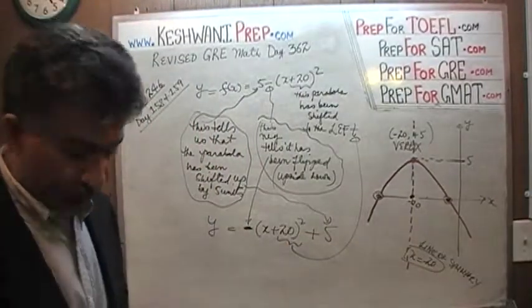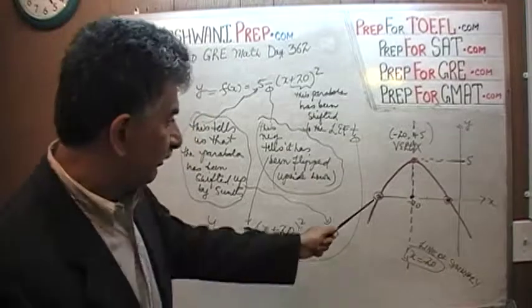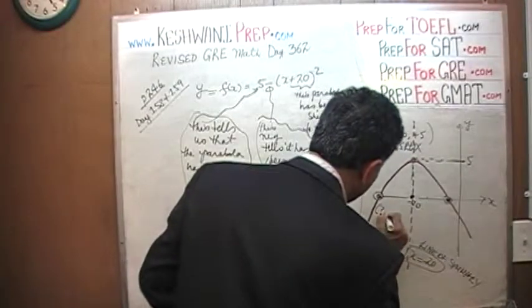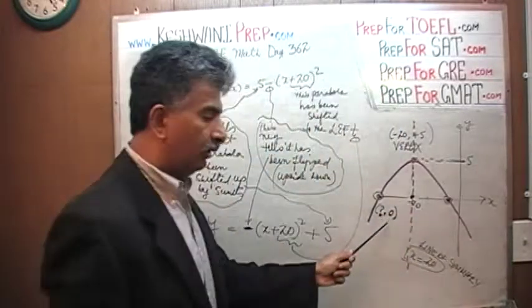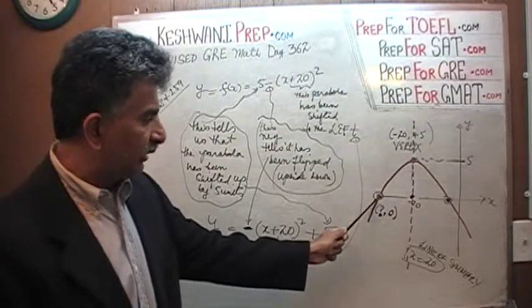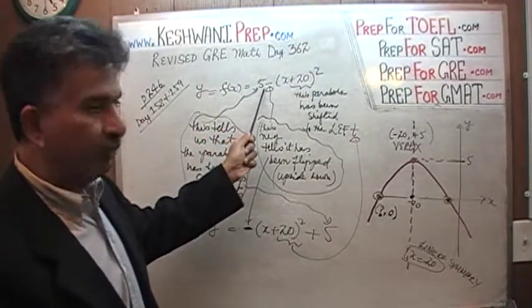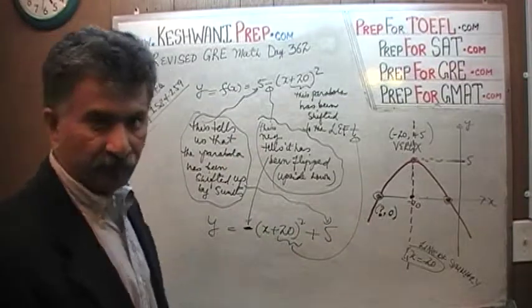We don't know what the x coordinate is, but we know that the y coordinate is 0. So in order to find the x coordinates, we just have to substitute the value of 0 for y in this equation and solve for x. Let's do that, shall we?